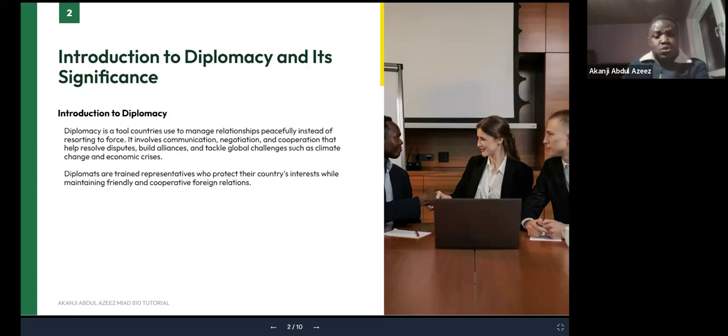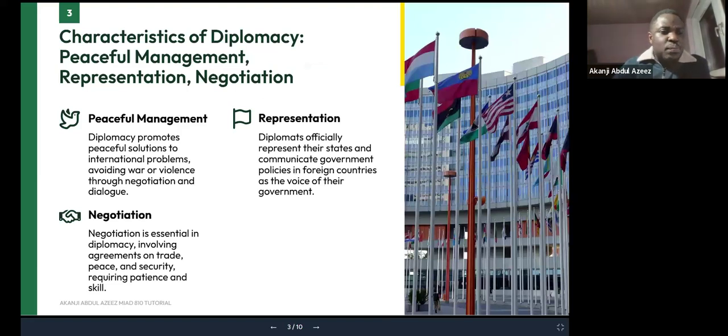This particular module is going to focus on the main principles that guide diplomatic work. We are going to focus on three major parts, which are characteristics of diplomacy, diplomatic immunity and privileges, and also consular officers and posts. Now, let's look at characteristics of diplomacy.